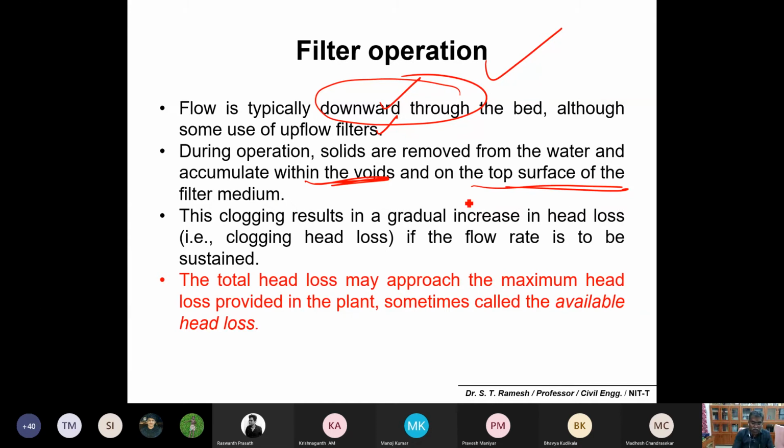The clogging results in a gradual increase in the head loss if the flow rate is to be sustained. The total head loss may reach a maximum level, and sometimes that's called the available head loss. Please make a note: because of these blockages, the efficiency of the filter will come down, or the water level will rise at the top, which will not allow the water to penetrate down through the filter. At that stage, you can say that the filter has reached its maximum head loss. Stop the influent and go for a typical cleaning operation.